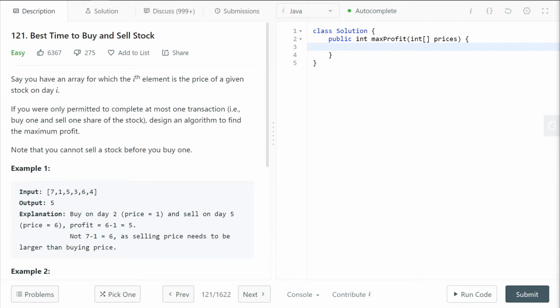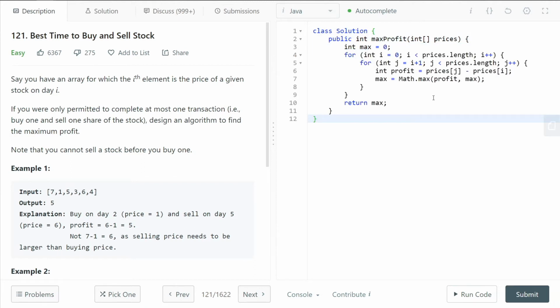Now that we've developed an intuition for what our naive solution will look like, let's go implement it. More specifically, I'm just going to cheat, and I'm just going to copy and paste the solution I already implemented. So, like we've talked about, we're going to have a variable max that will keep track of the maximum profit that we encounter in our algorithm. We try every single combination.